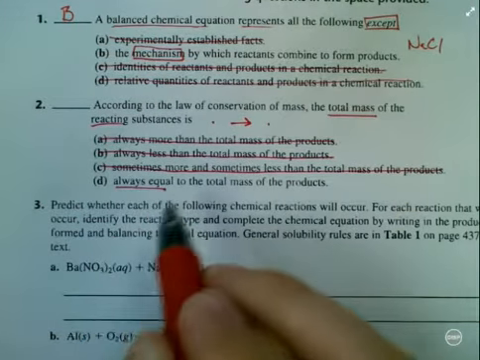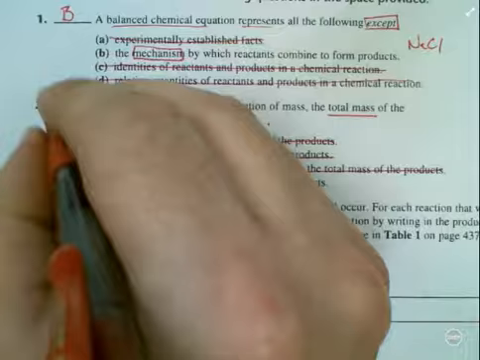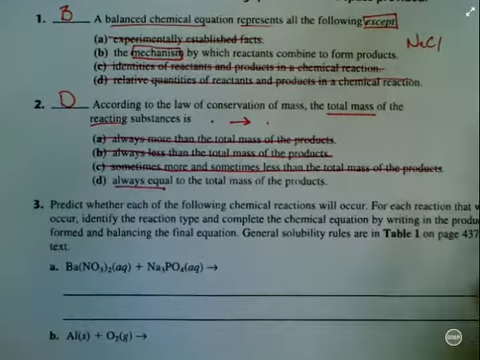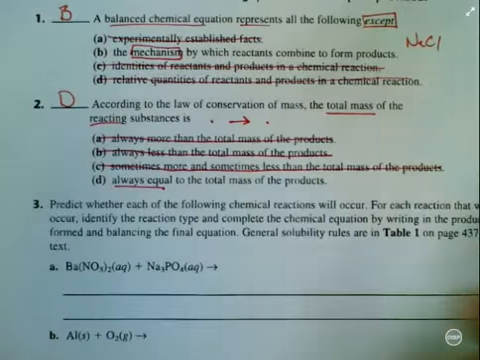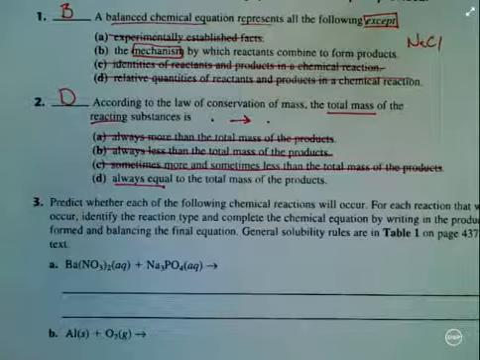Always equal. That's what I want. Always equal. Okay, conservation of mass is always equal. Reactant side, product side, always equal. No exceptions. That's what makes it a law as opposed to something less than a scientific law, like a scientific theory.